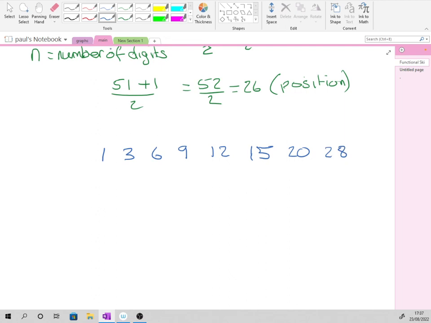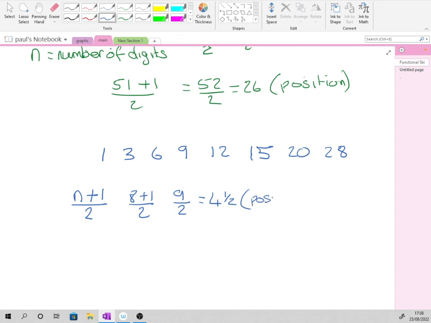Now, we do this. N plus 1 divided by 2. 1, 2, 3, 4, 5, 6, 7, 8. Which is 8 plus 1 divided by 2, which is 9 divided by 2, which is 4 and a half. Yeah?